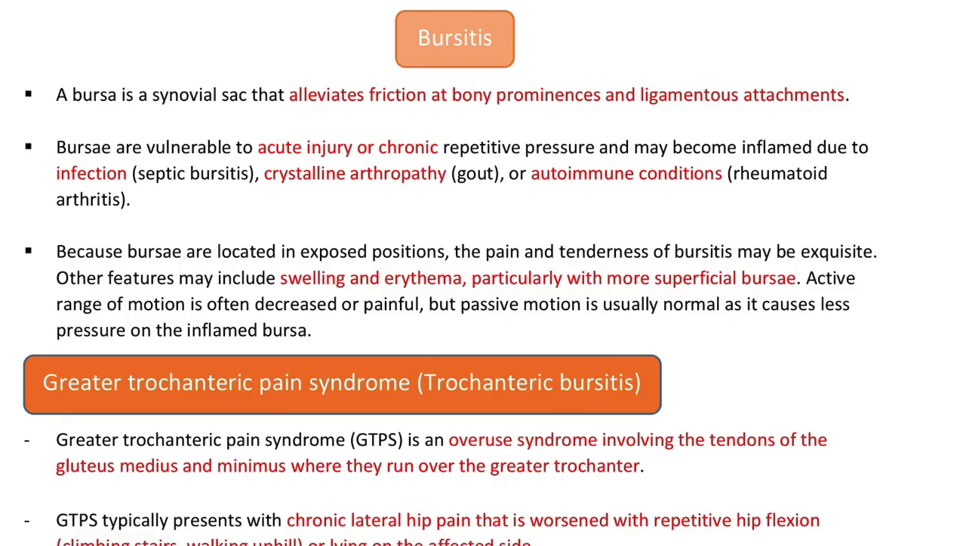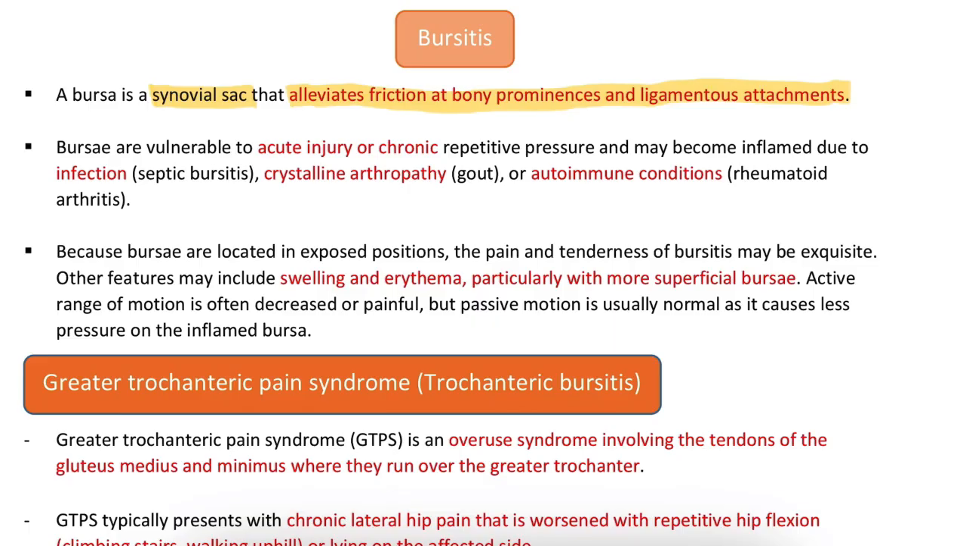Before going to bursitis, we have to know what is a bursa. A bursa is one of the synovial sacs that reduces friction between bones, tendons and ligaments at joints. If you look in the First Aid guide, it's written like this: the synovial sac that alleviates friction at bony prominences and ligamentous attachments. They are found in exposed, pressure-prone areas, making them vulnerable to acute injury or chronic irritation.